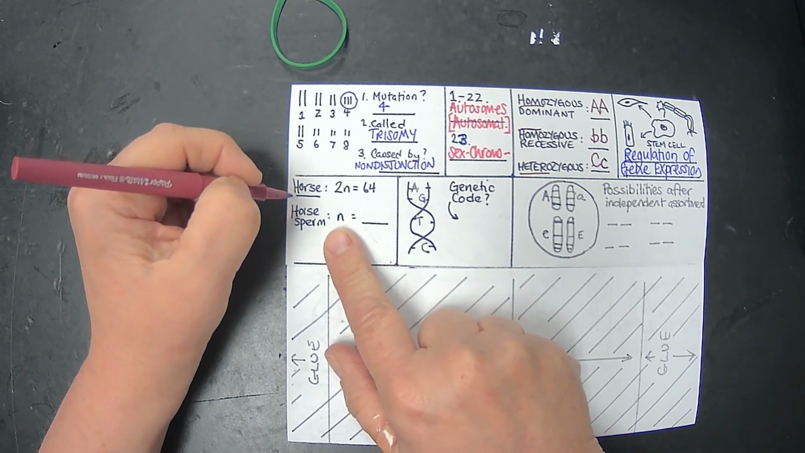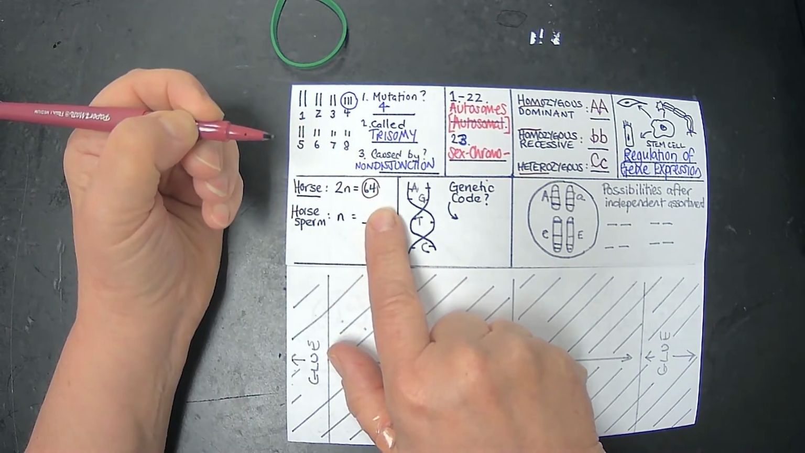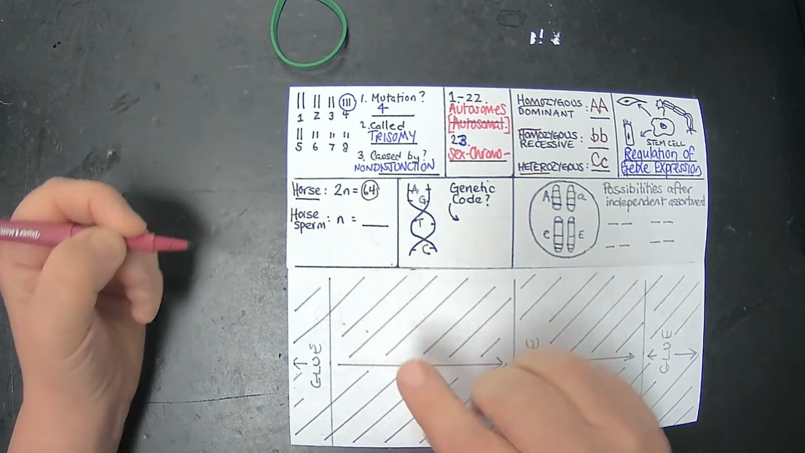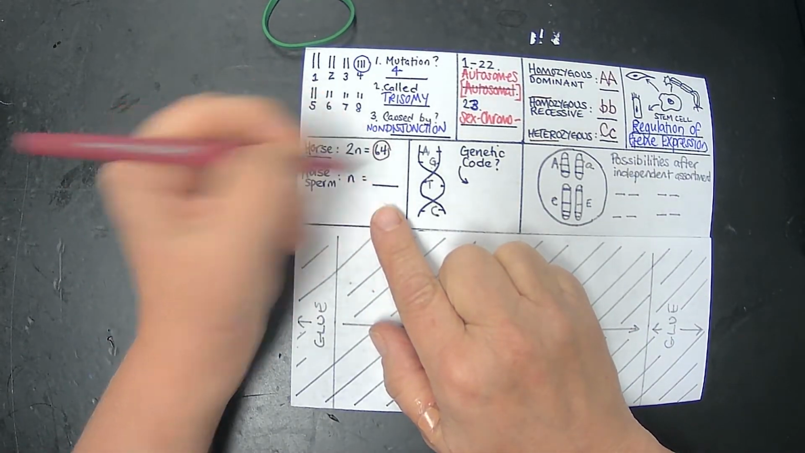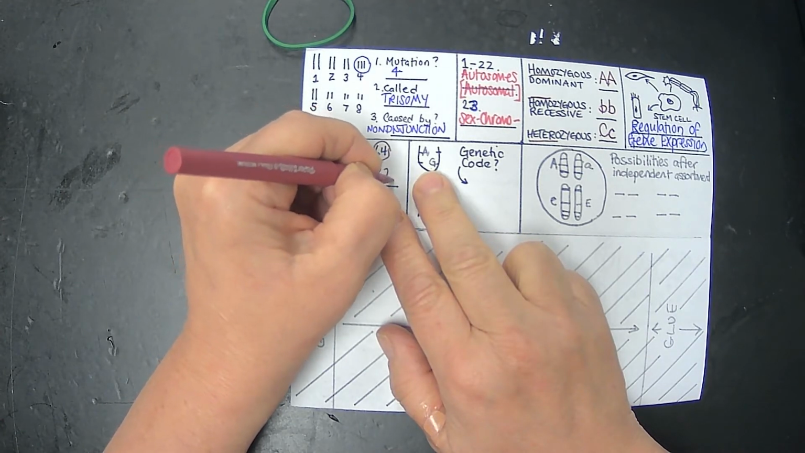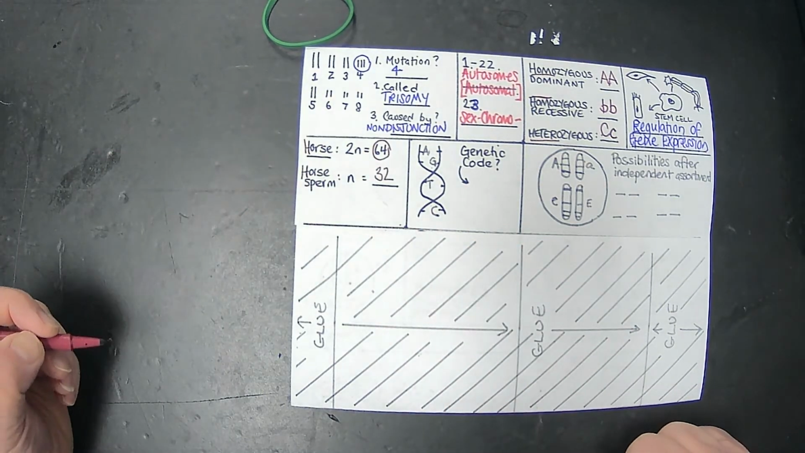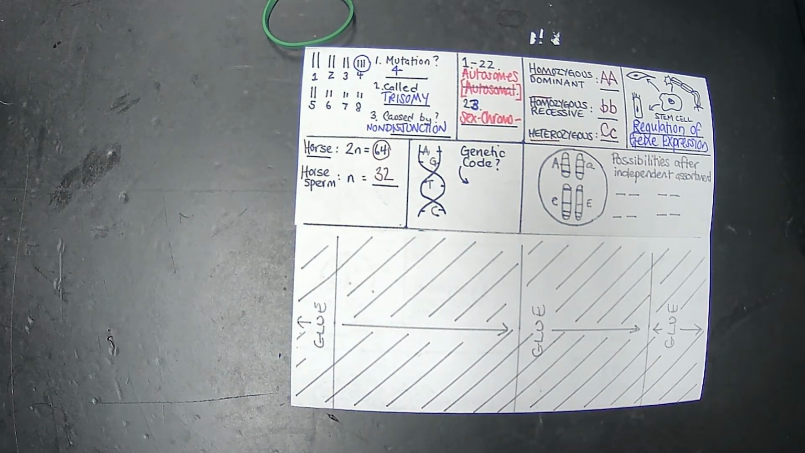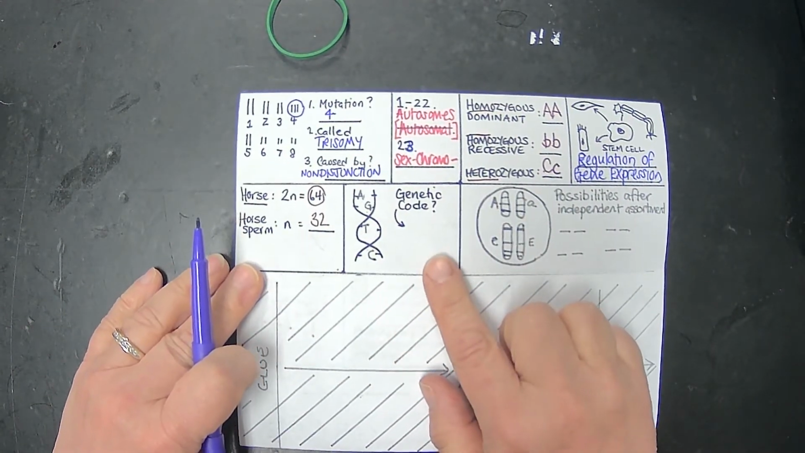So in horses, their body cells, 2n equals 64, right? They have 64 chromosomes in all their body cells. But if you're a sperm cell in a horse, what is half of 64? It is 32. So horse sperm and horse eggs would have 32 chromosomes in each cell. Very simple, very obvious. Just didn't want anybody tripping up on that.